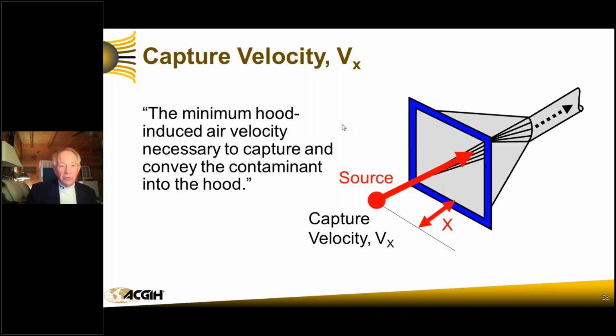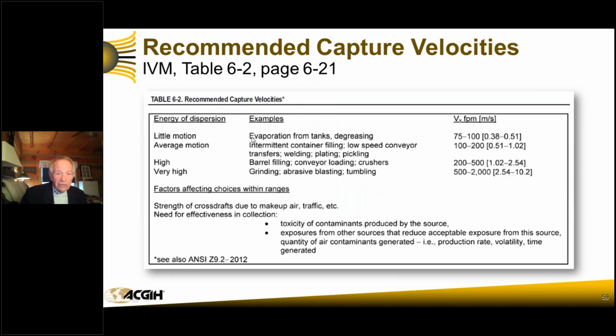And the actual definition is the minimum hood-induced air velocity necessary to capture and convey the contaminant into the hood. It is a theoretical number, but it is done by iterative testing, and it's based on a lot of years of it working very well. And in chapter 6, the chapter on hoods, it talks about this. And this is very important to remember. You tab this in your book.